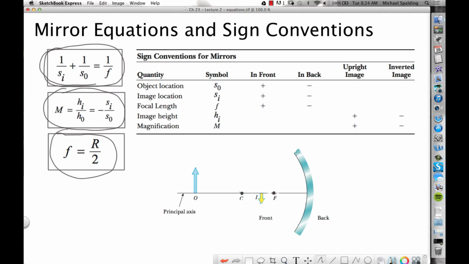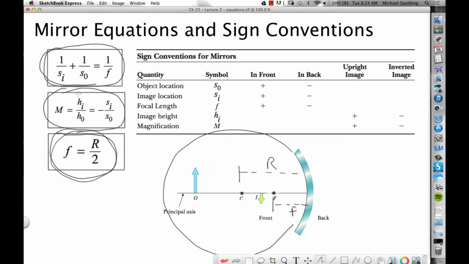If you look at this diagram here, here's your circle, extend the spherical mirror. Here's the radius of curvature. The focal length is half the radius of curvature. That's the third equation. The first equation says 1 over the image distance plus 1 over the object distance will be equal to 1 over the focal length.